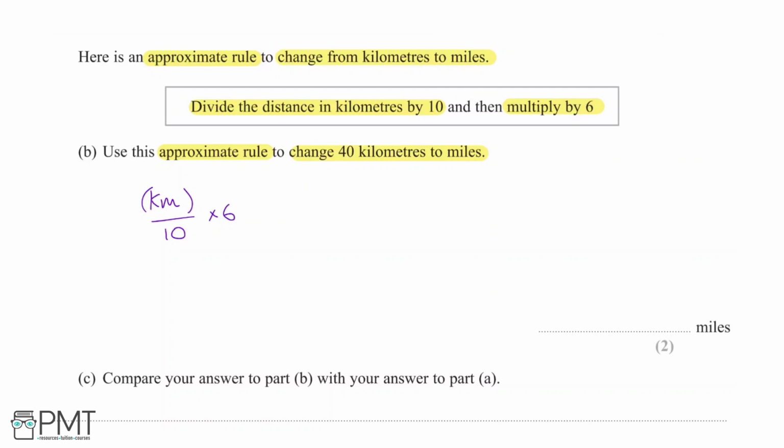Because we need to change 40, we're going to do 40 over 10 times 6. We can cancel these zeros like that. So we have 4 over 1 times 6. This becomes 4 times 6, which equals 24 miles. There we go. So for this one, you get 2 marks. The first mark comes from anywhere showing this step, and your second mark comes from a correct final answer.